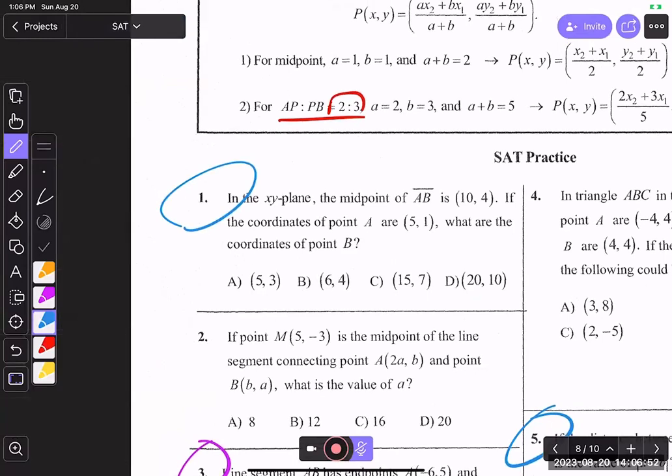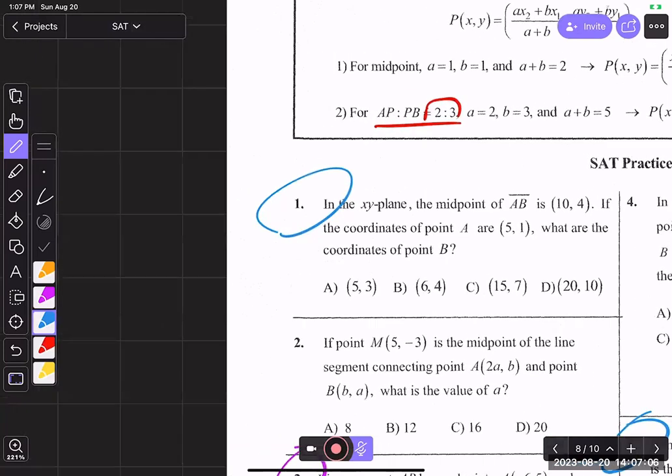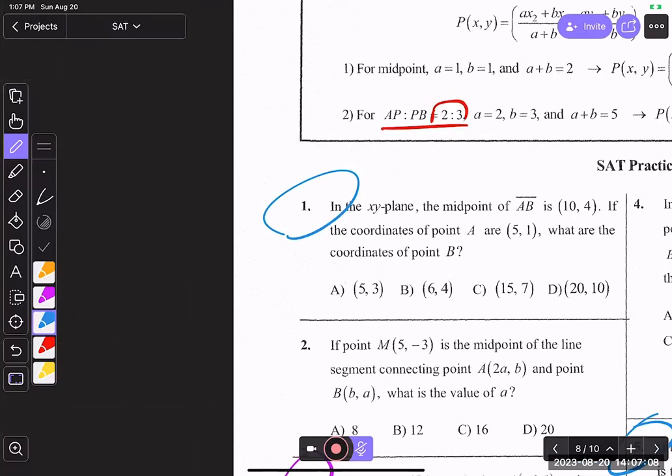In the xy plane, the midpoint of AB is 10 and 4. The coordinates of point A. That's cool. Oh, okay. So I'd say that 10 is the midpoint and A is 5 less than 10. So then I would add 5 to 10 and that's 15. So then I think C is the only one with that. Yeah, that's pretty much about it.